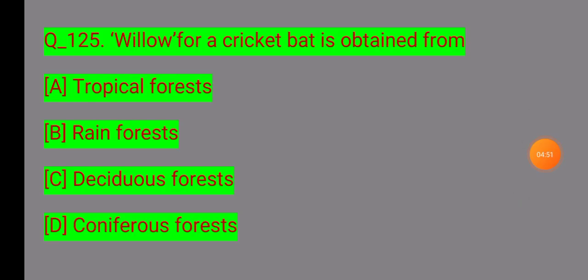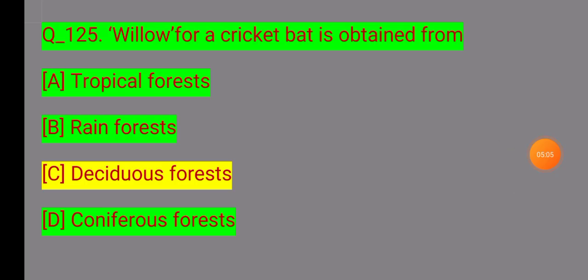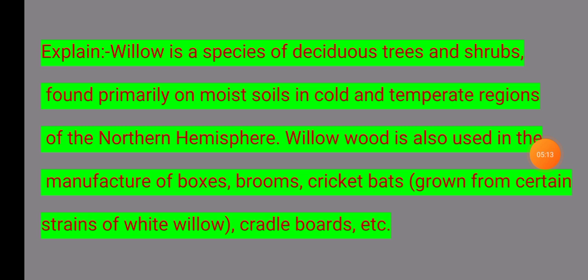125 number question. কি বলছে: willow for the cricket bat is often formed from — এই চারটি অপশনের মধ্যে কোনটি হবে? Number C, deciduous forest, the willow of the cricket bat is often formed. 125 number question explain.